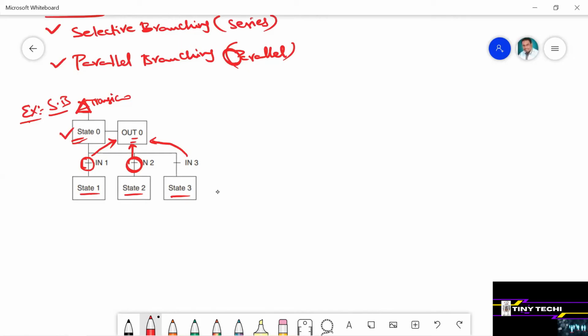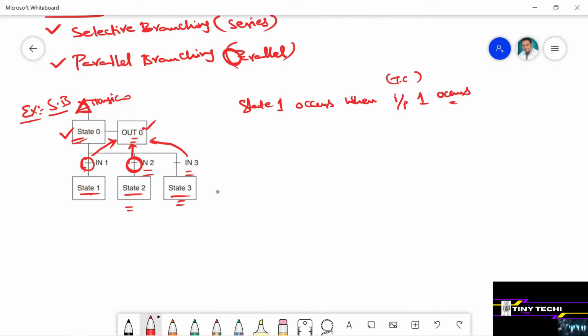State 1 occurs if the transfer condition input 1 occurs. This is the transfer condition. When the transfer condition input 1 occurs, state 1 occurs. In the same manner, if input 2 occurs, state 2 occurs. If input 3 occurs, state 3 occurs. But these three transition conditions are input to output 0.